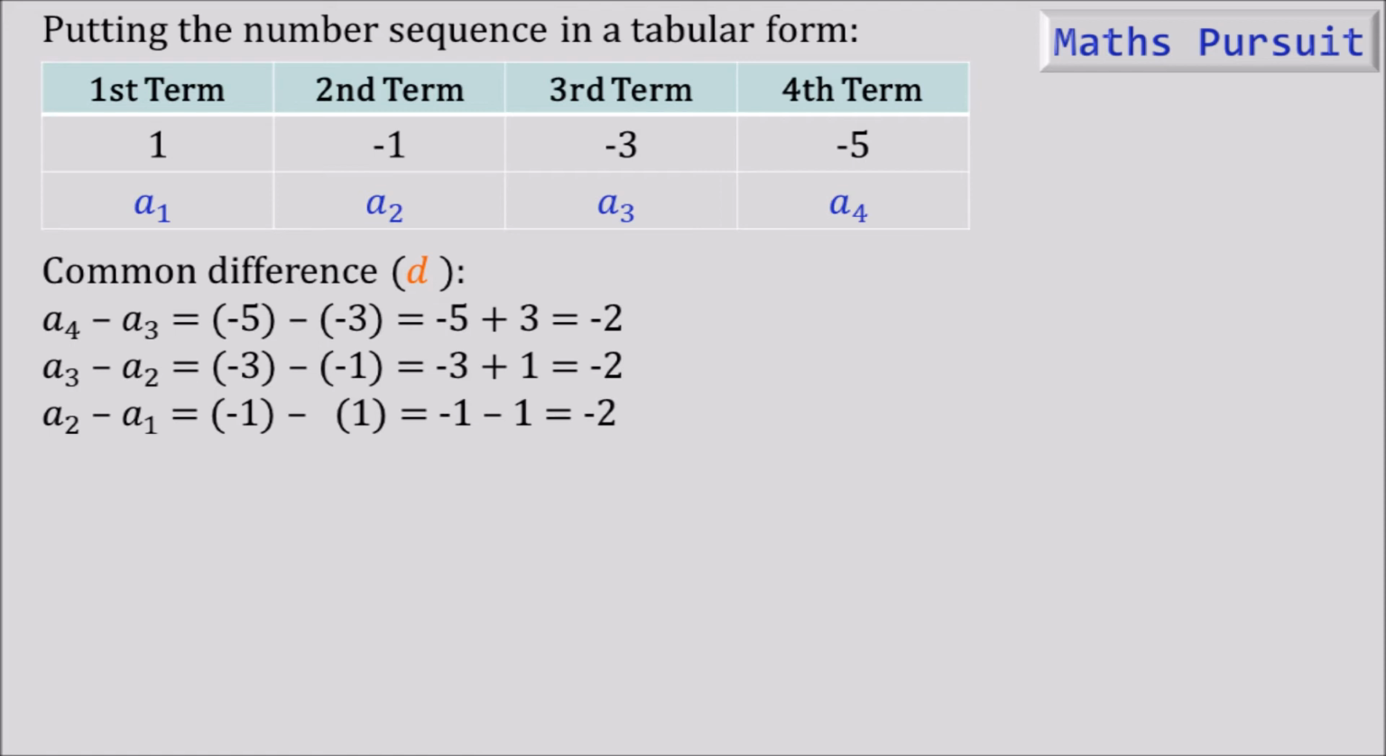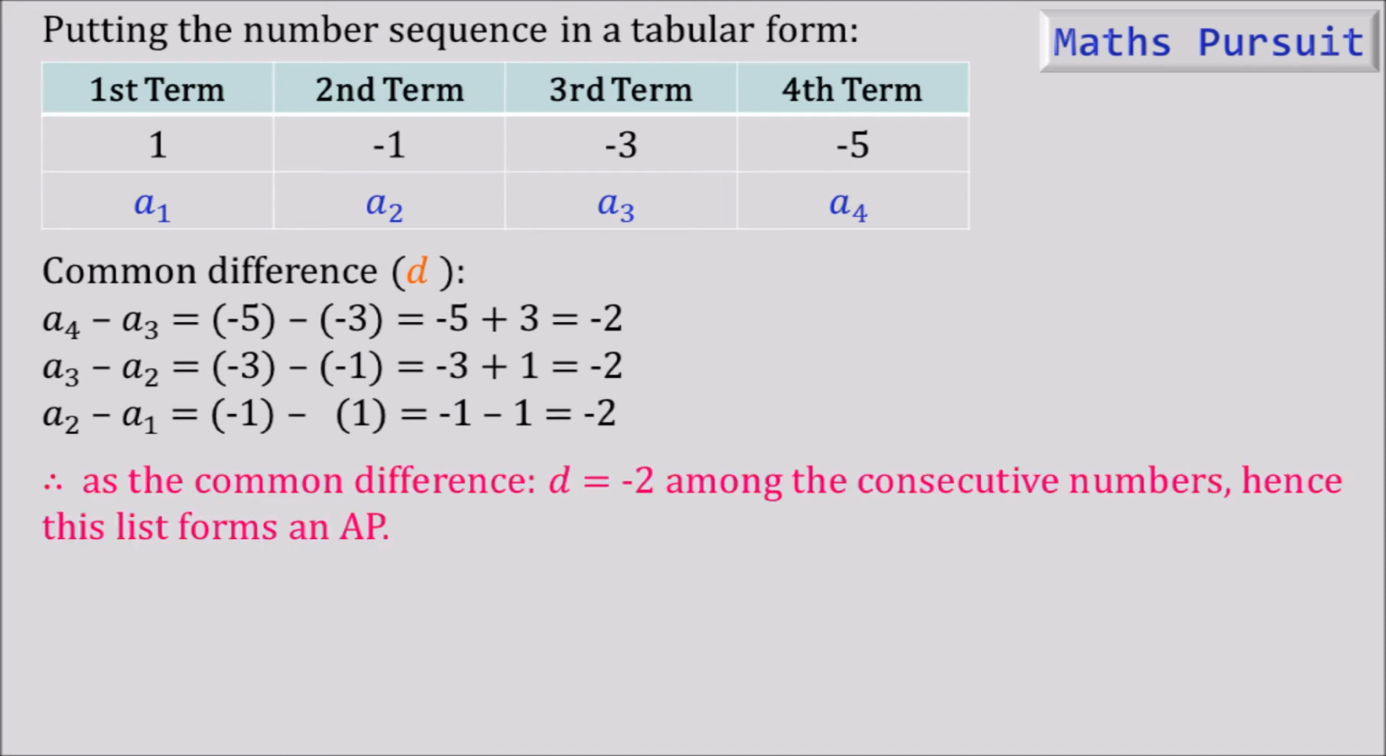So we could see that we are getting a common difference of -2. Therefore, as the common difference D is equal to -2 among the consecutive numbers, this list forms an arithmetic progression. We very well know that if the common difference is consistent, then it forms an arithmetic progression. So this given number sequence forms an arithmetic progression.